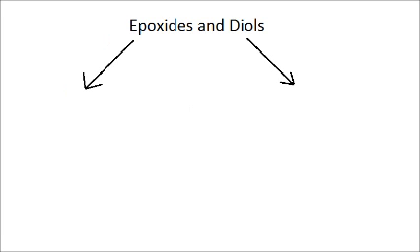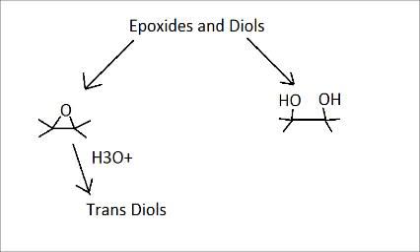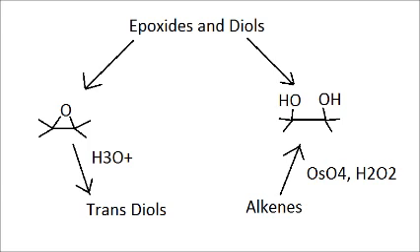Let's look at epoxides and diols real quick. So that's an epoxide, an oxygen connected to two carbon atoms. And then a diol, or a glycol as it's also referred to. Basically vicinal alcohols. Alright, so if you take an epoxide and you add H3O plus, you get trans diols. Alkenes can form diols by reacting with osmium tetroxide and hydrogen peroxide, and that gives you syn diols. So that's how you get trans diols and syn diols.